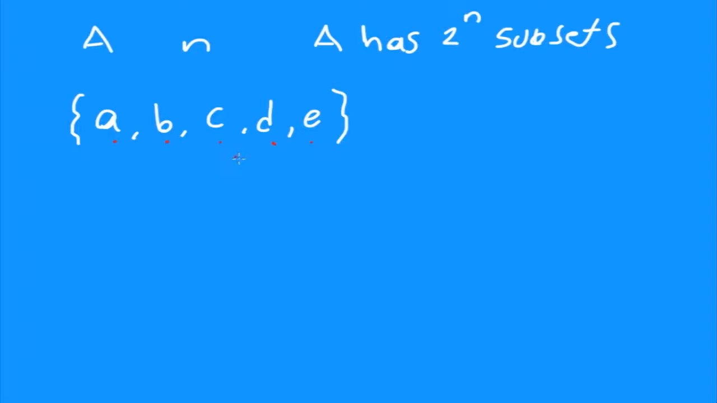So there's five elements. Then the number of subsets is going to be 2 to the 5th. Okay, so we have 5 elements, and that would be equal to 32 subsets. So that is fairly easy. Now let's move on to something else.